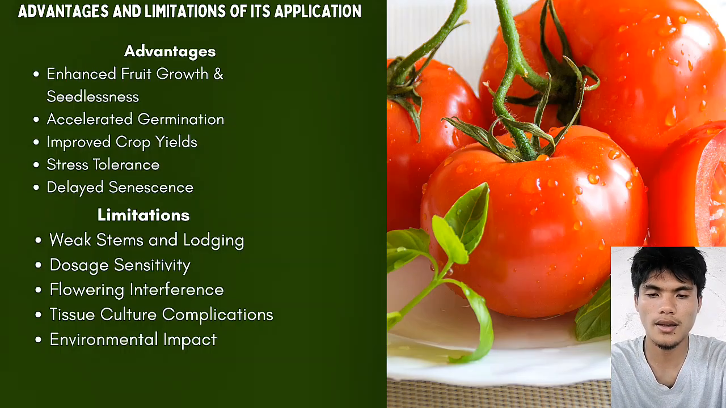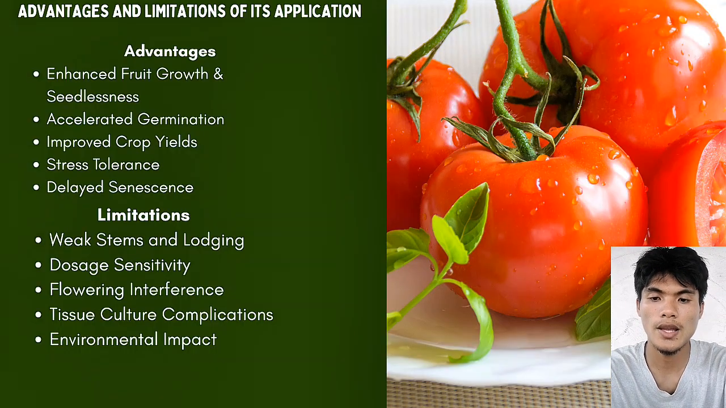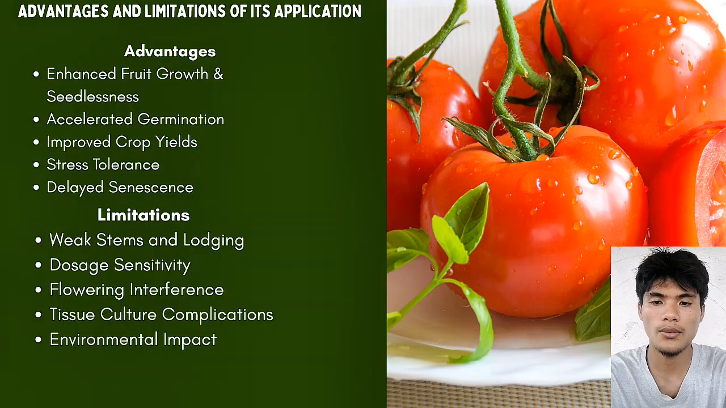Good day everyone, I'll be continuing our video presentation and my topic is advantages and limitations of gibberellin. Gibberellins are plant hormones that promote plant growth and development. They enhance fruit growth and can produce seedless fruit in some crops. They also accelerate seed germination, improve crop yield, increase stress tolerance, and delay senescence, which is the aging process of leaves and fruits. And gibberellin also has some limitations.